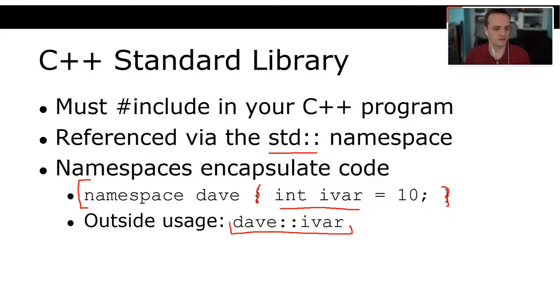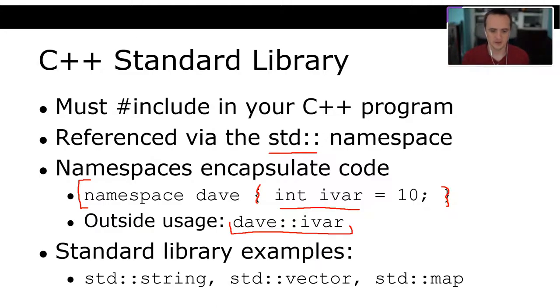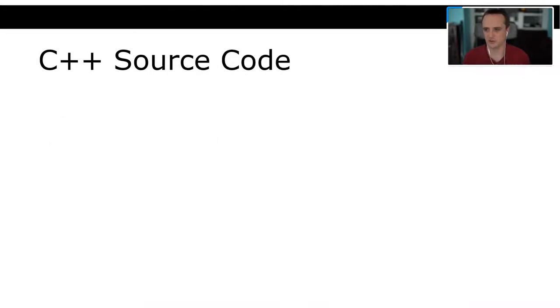So for example, in this course, we're going to have a physics library of functions. So we're going to have some physics functions, and we'll put that into a physics namespace, right? So we can say physics, is there a collision? Physics, get the distance, etc. So some examples of this from the standard library, we have standard string, we have standard vector, we have standard map, okay? So those are just some examples, and I'll get into those in a bit.